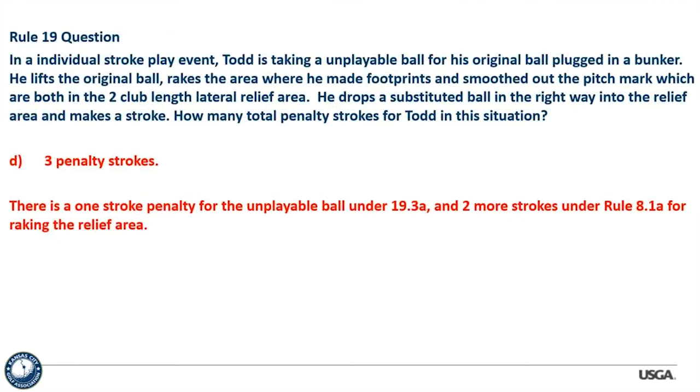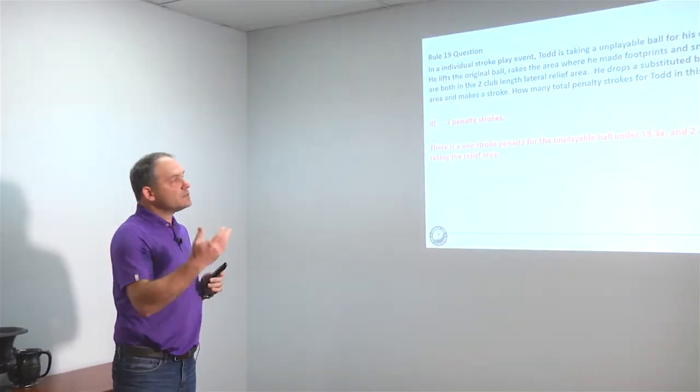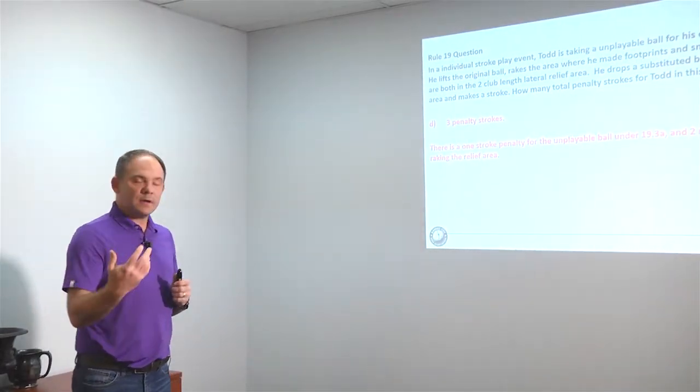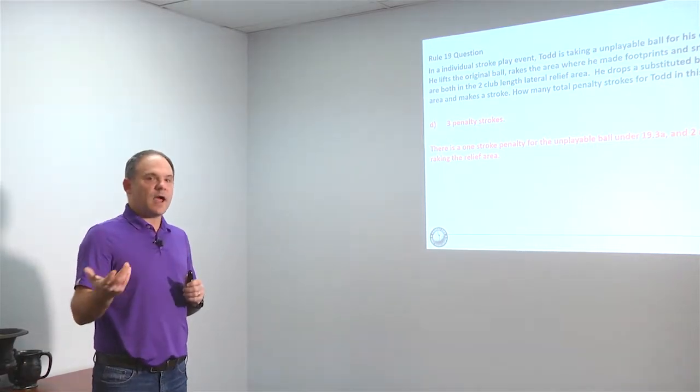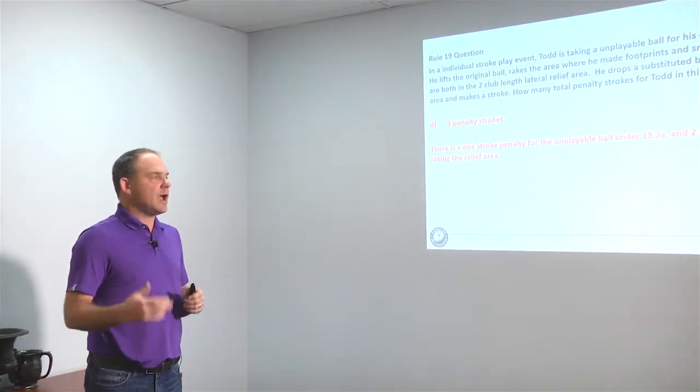Underneath Rule 14, we talked about where your relief area is, and then Rule 8 talks about not being able to improve that relief area. So there's a 1-stroke penalty under the unplayable ball rule and 2 more strokes for improving the area where he is dropping his golf ball. There are some situations where you are not penalized for raking. This is not one of them because this is a relief area that I am going to put a ball into play. I cannot rake it.